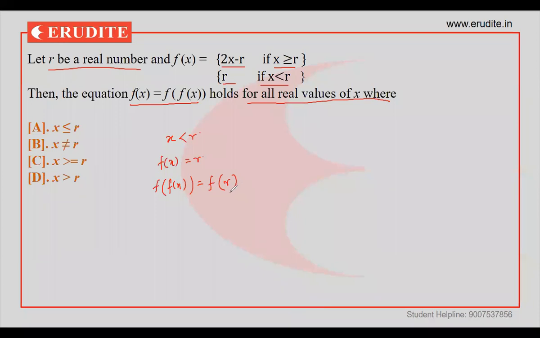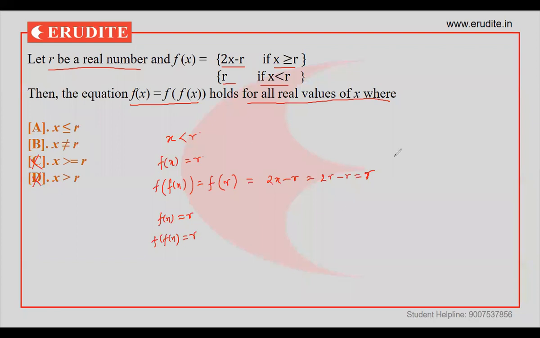And f(r) is what, guys? If x is r, then the value of f(r) is 2x minus r. In place of x, I am going to replace with r. So it is r itself. So that means, guys, for x less than r, f(x) value is r and f(f(x)) is also r. So they are equal to each other. So you can eliminate this option and this option, because in these, both are x greater than r. Now, guys, I have to just check these two options, where x is r, is equal to r, and x is not equal to r.